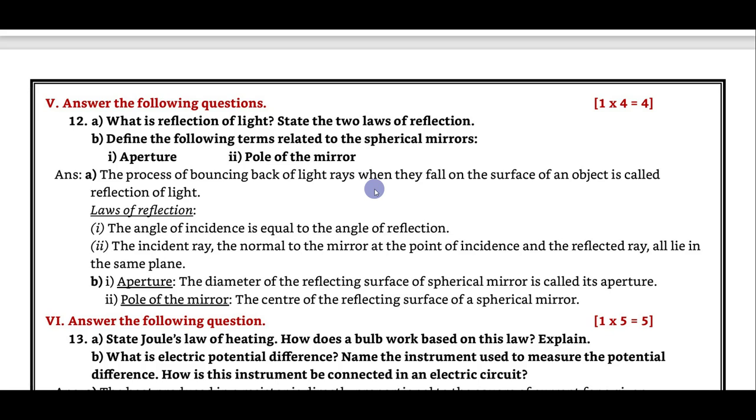What is aperture? The diameter of the reflecting surface of a spherical mirror is called the aperture. What is the pole of the mirror? The center of the reflecting surface of a spherical mirror is called the pole of the mirror.